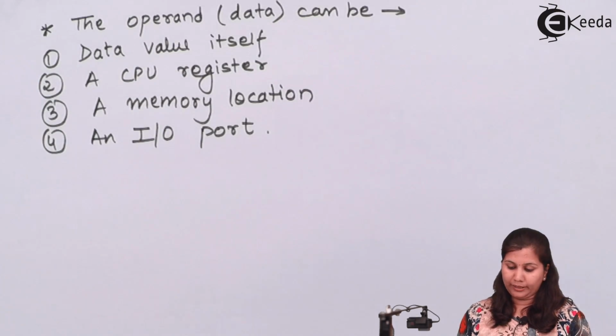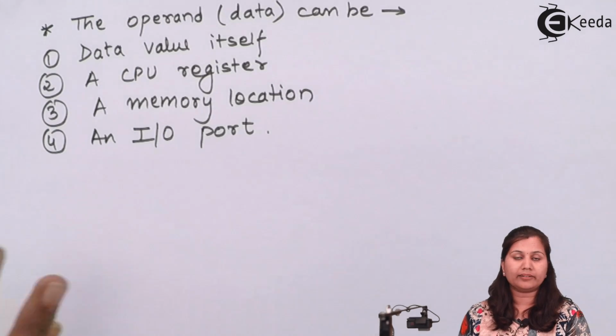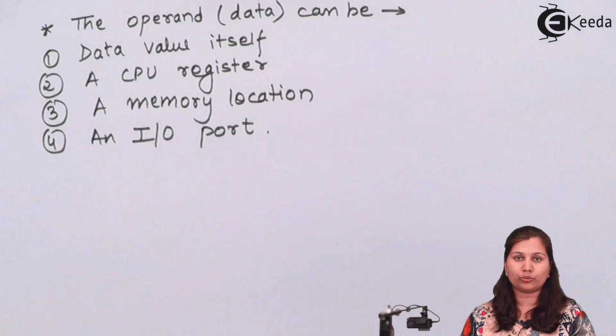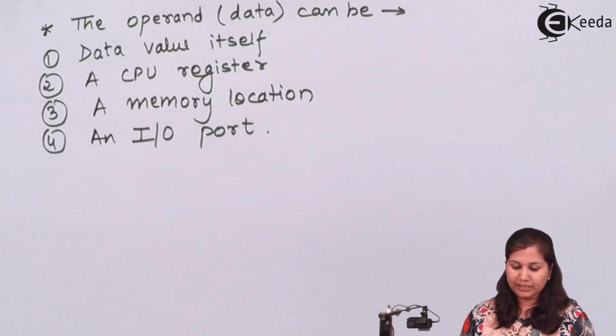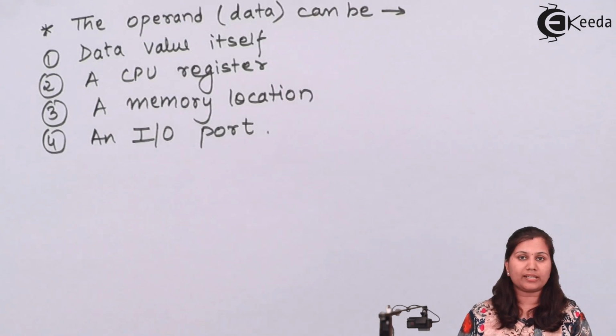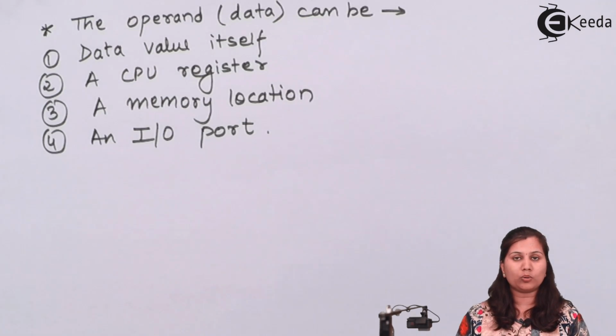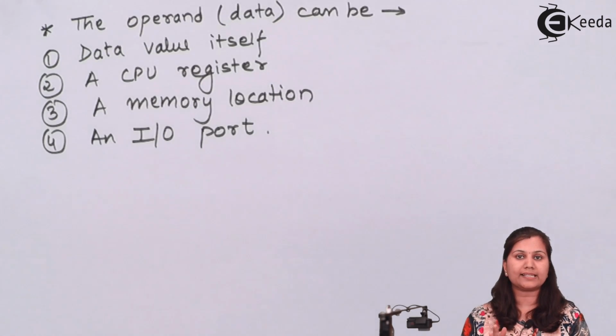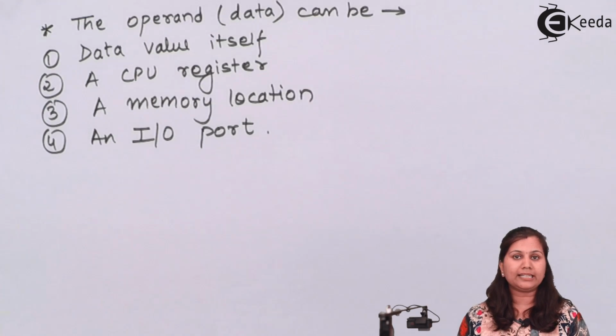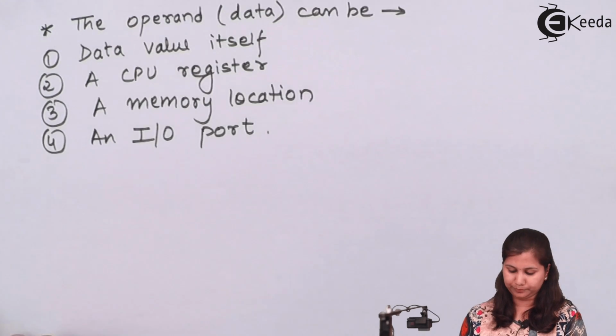Now depending upon this data, there are various addressing modes in the 8051 microcontroller. In total, there are 8 addressing modes in 8051, and these addressing modes are categorized on the basis of how this data is specified in the instruction. So let us study these 8 addressing modes of the 8051 microcontroller in detail.